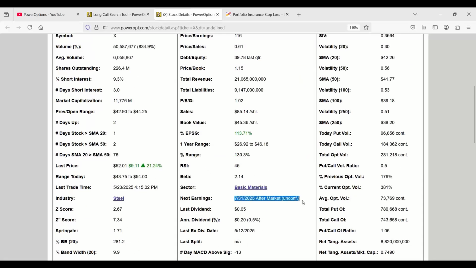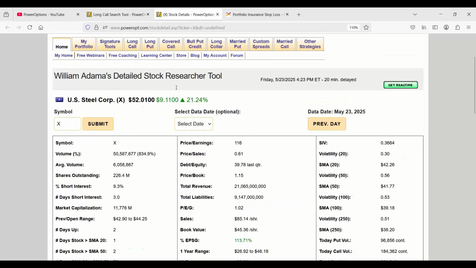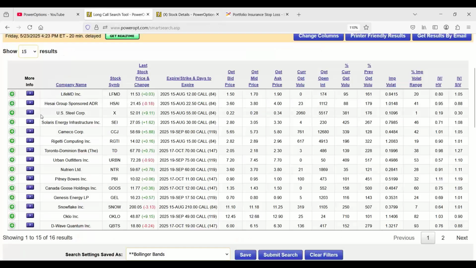But the next earnings are at 7:31. So this has to be related to tariffs, other things, other news that came out that I just missed. I saw some of the things affecting my stocks, but this is a good jump here. I don't think it was a reverse split, but we're at 21.24 up. Now, let's go back to the search.